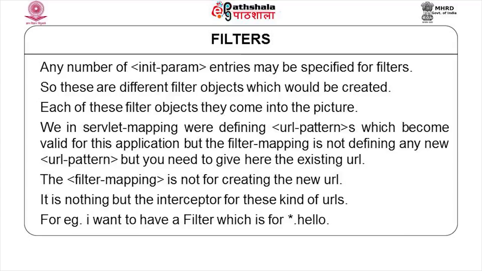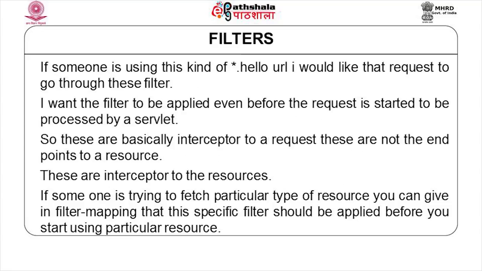So, these are basically interceptors to a request, not the endpoints to a resource. These are interceptors to the resources. If someone is trying to access a particular resource, you could set it up in the filter mapping that this specific filter should be applied before you enter into using this particular resource. That is where we have the filter mapping giving a filter name and the URL pattern. The URL pattern is not defining a new URL, rather specifying the URLs for which this filter becomes applicable.